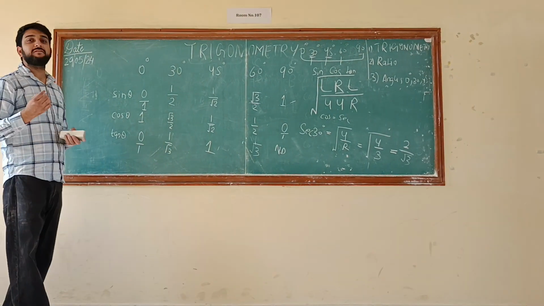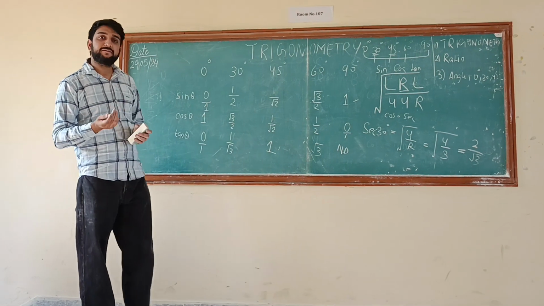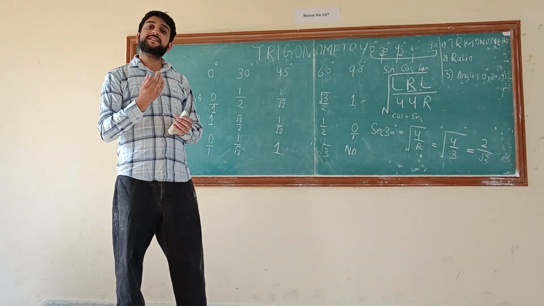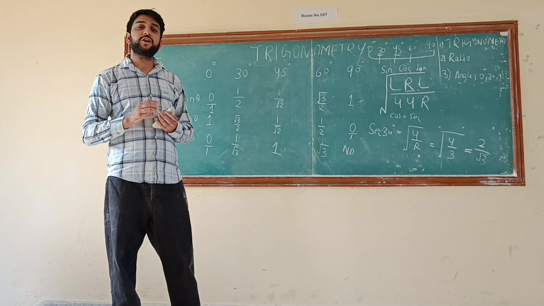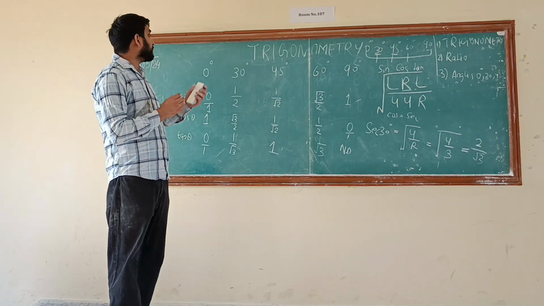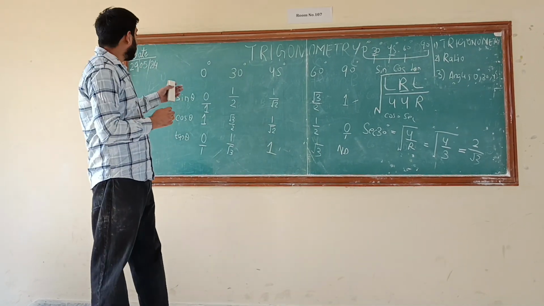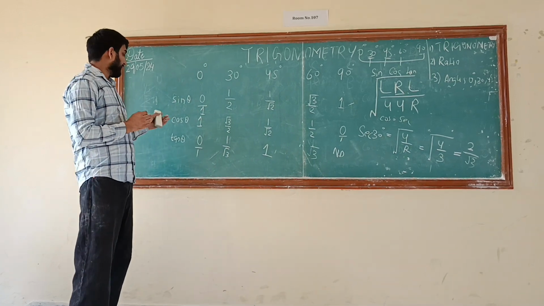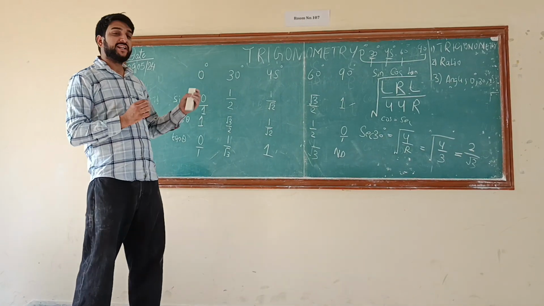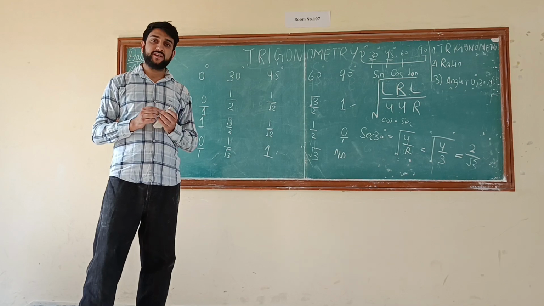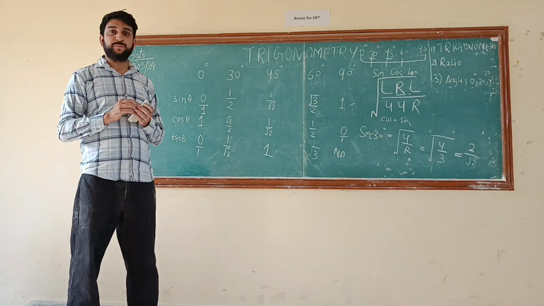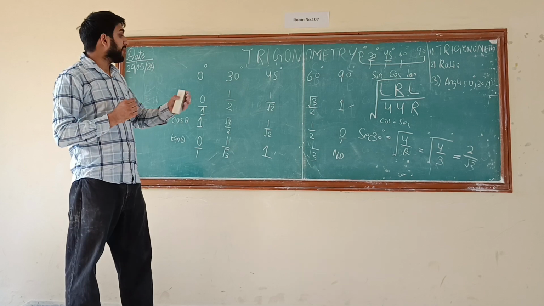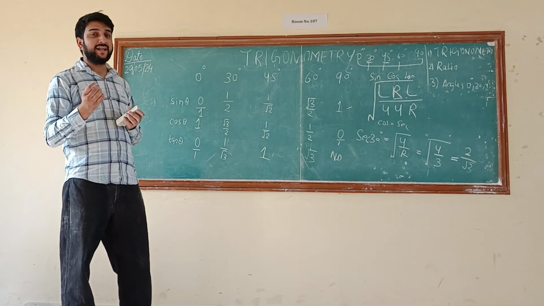So what we have learned today: we have learned about trigonometry. Trigonometry is the study of the relationship between sides and angles of a right angled triangle. After that we learned about trigonometric ratios. We have 6 trigonometric ratios. First are sin theta, cos theta, tan theta and then cosecant theta, secant theta, cot theta. Cosecant theta is the reciprocal of sin theta, secant theta is the reciprocal of cos theta and cot theta is the reciprocal of tan theta.